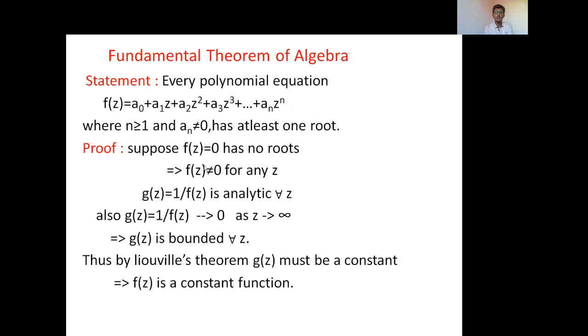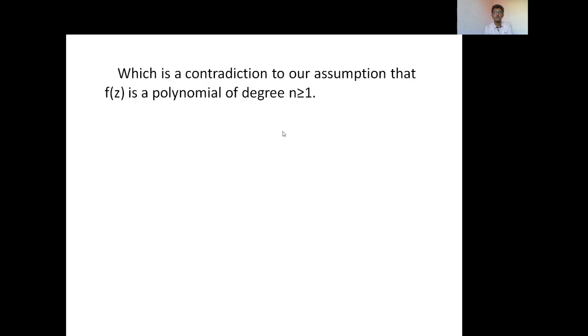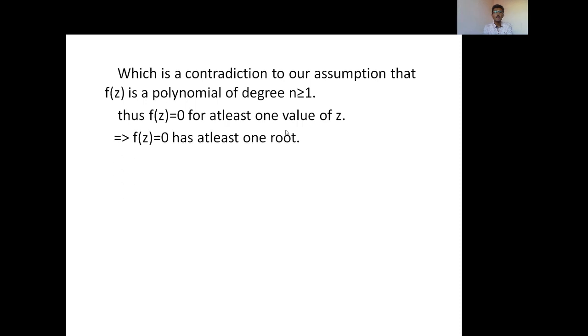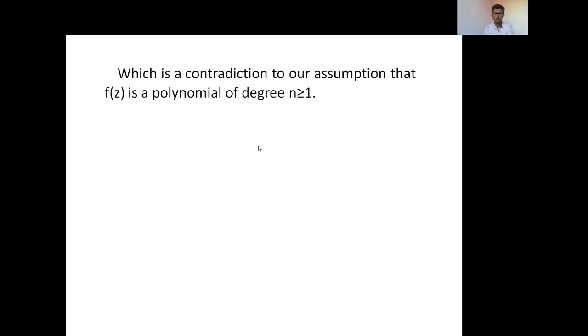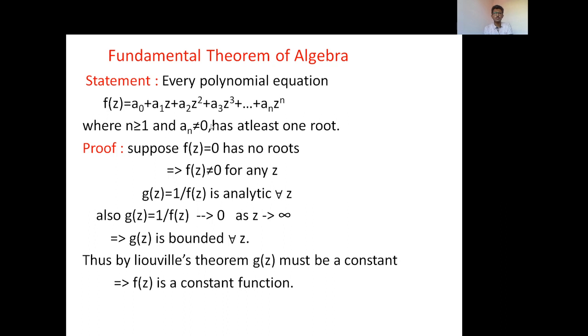First, we assumed that f of z is not equal to 0 for any value of z, but we arrived at a contradiction. Hence, f of z is equal to 0 for at least one value of z, which means that value acts as a root of that polynomial. Hence, f of z has at least one root.